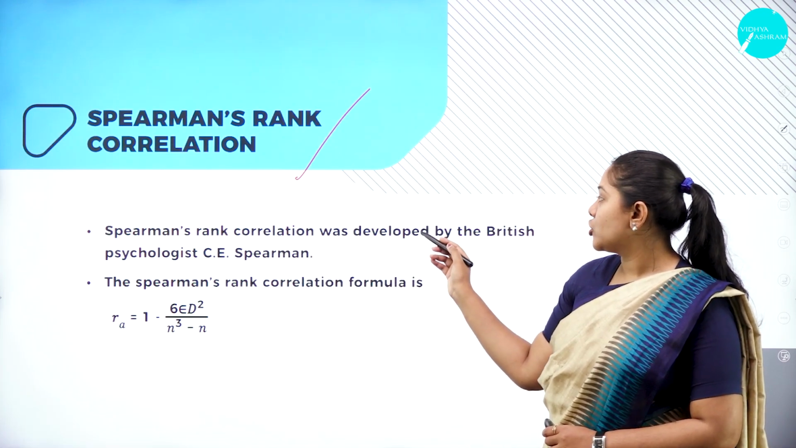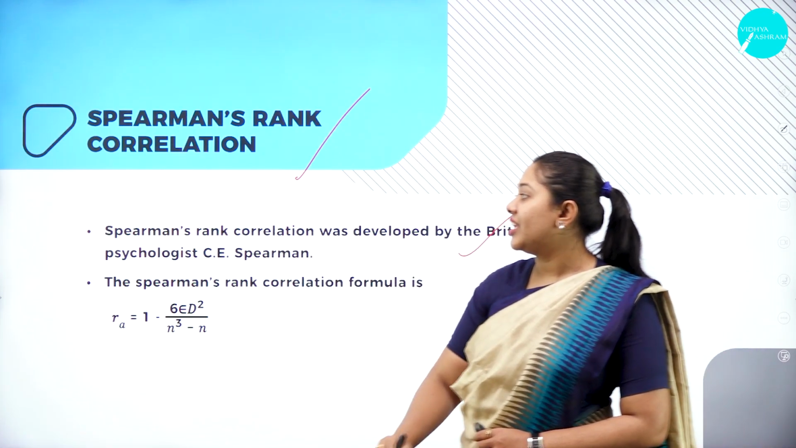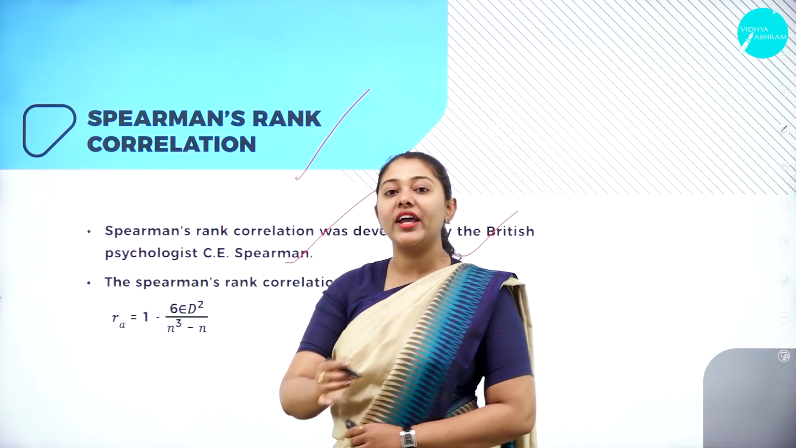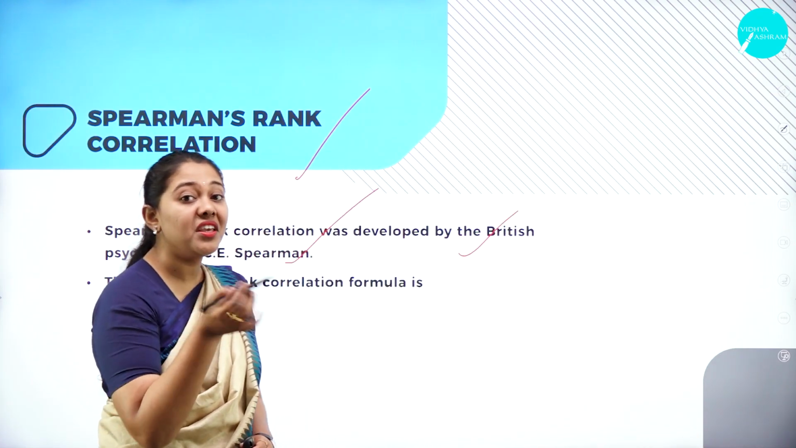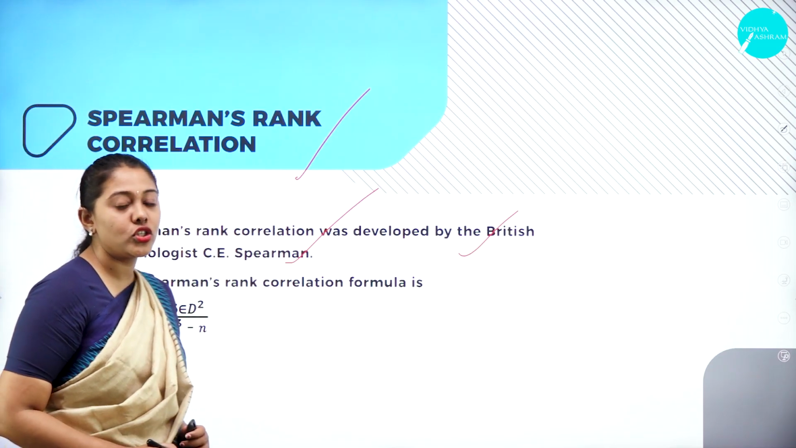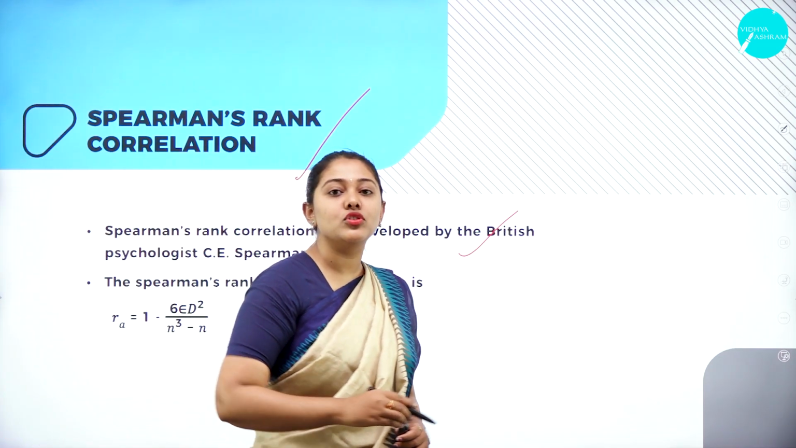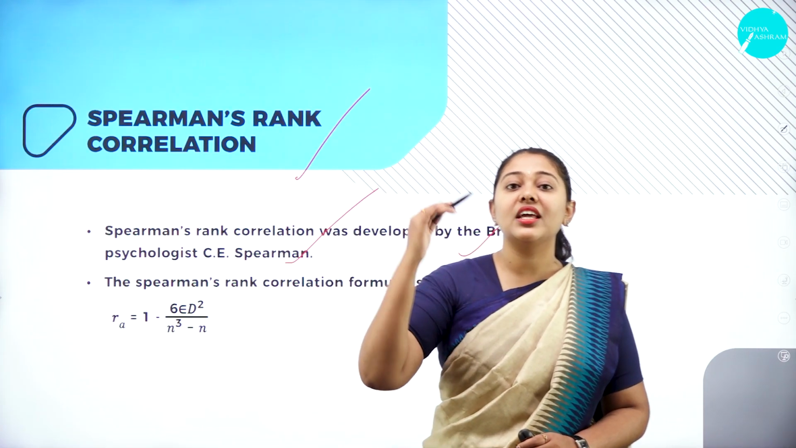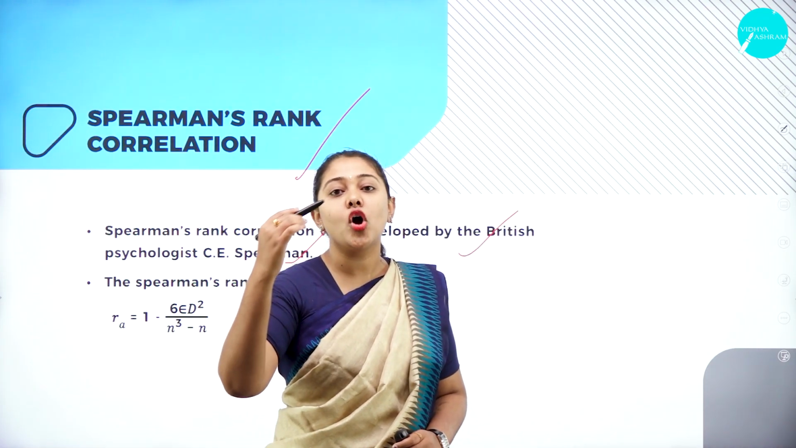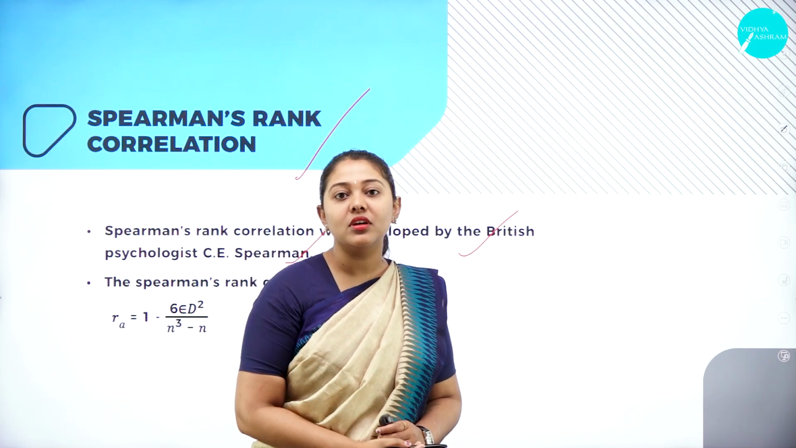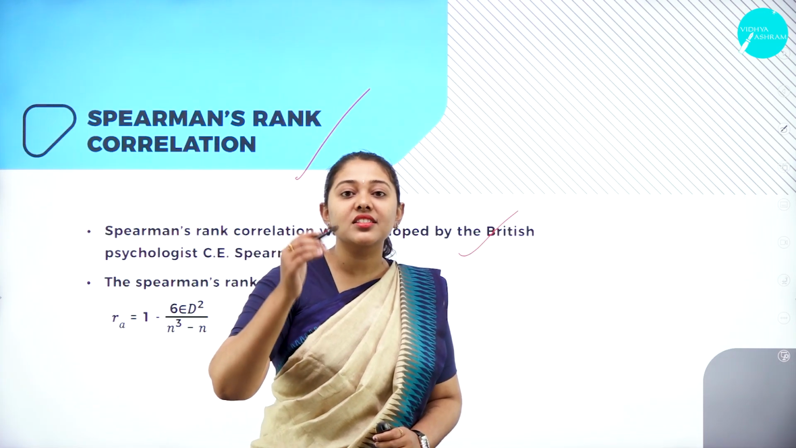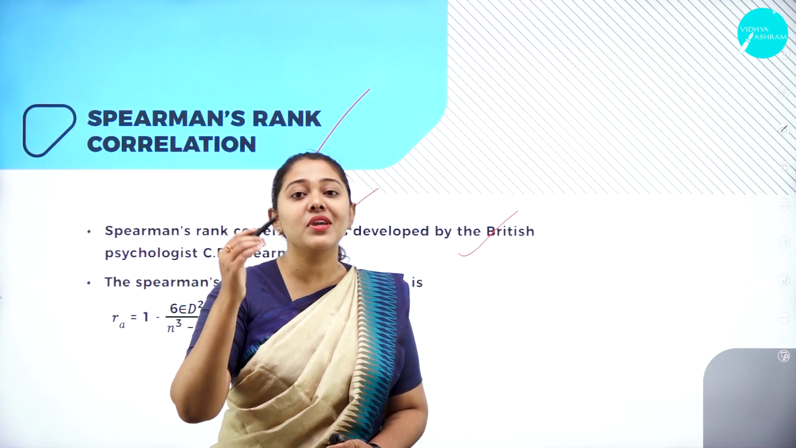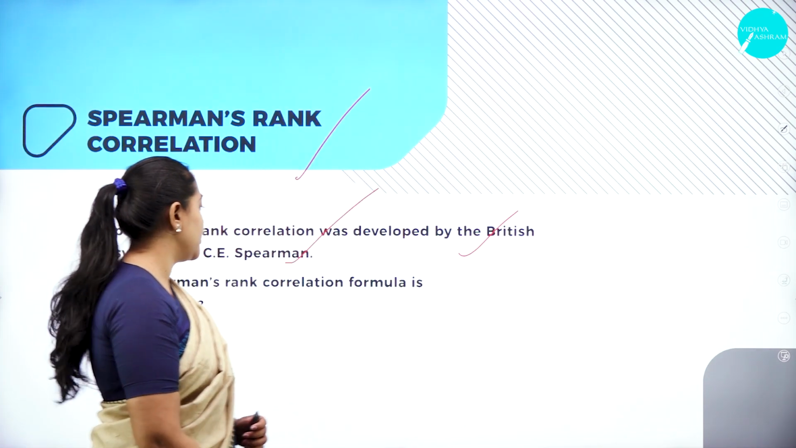Spearman rank correlation was developed by the British psychologist C. Spearman. So that is why it is named Spearman rank correlation. To find out the relationship between two variables, they provide the rank. They rank the variables, and based on the rank, they find out the relationship. Such a technique to measure the correlation is Spearman's rank correlation.